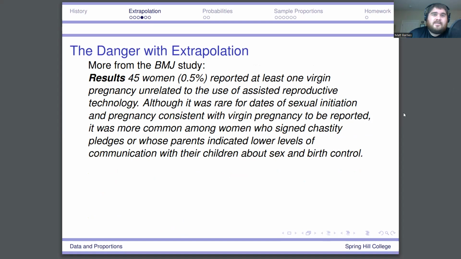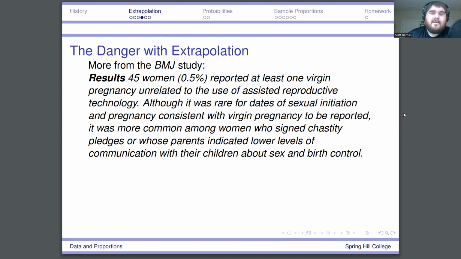So the study says 45 women reported at least one virgin pregnancy unrelated to the use of assisted reproductive technology. Although it was rare for dates of sexual initiation of pregnancy consistent with virgin pregnancy to be reported, it was more common among women who signed chastity pledges or whose parents indicated lower levels of communication with their children about sex and birth control. Right, so now we can start to see the truth peeking out from behind the curtain.